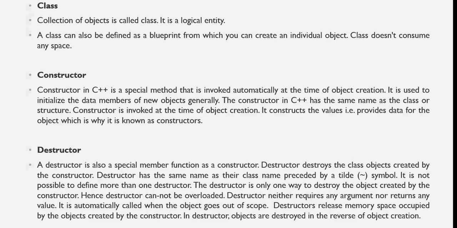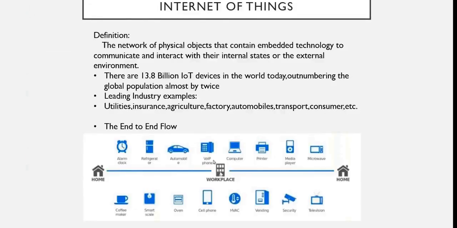A destructor neither requires any argument nor returns any value. It is automatically called when the object goes out of scope. A destructor releases memory space occupied by the objects created by the constructor. In the destructor, objects are destroyed in the reverse order of their creation.